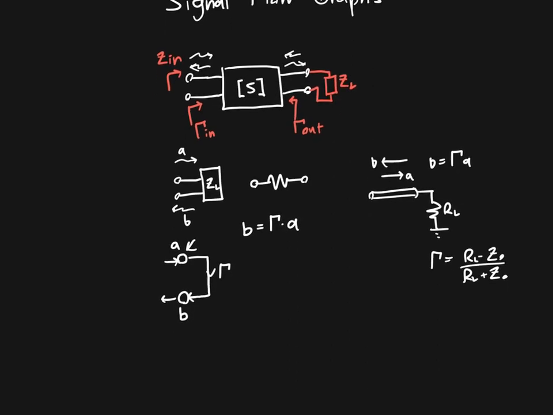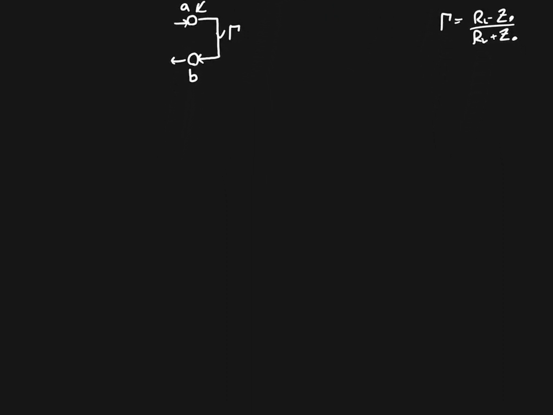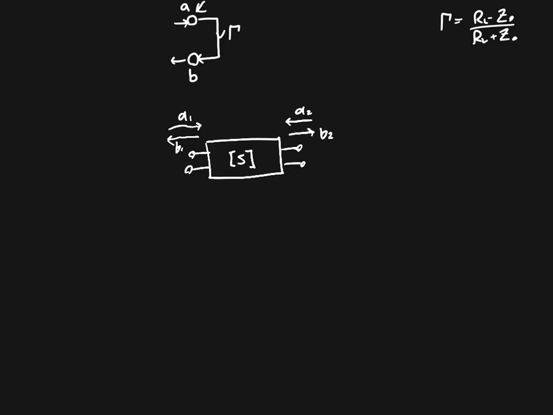So okay, let's move on to calculating our two-port network parameters. Let's redraw it down here. You've got your two-port network. It's characterized by some S parameters. You've got an incoming wave on this side, let's call it A1, an outgoing wave B1. On the other port, you've got an incoming wave A2 and an outgoing wave B2.